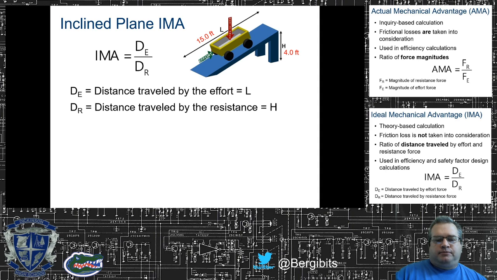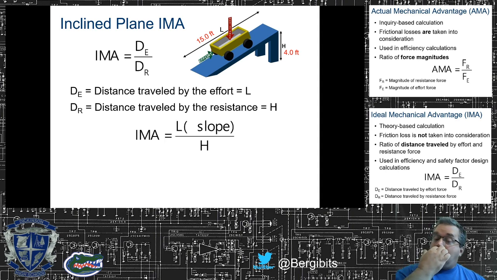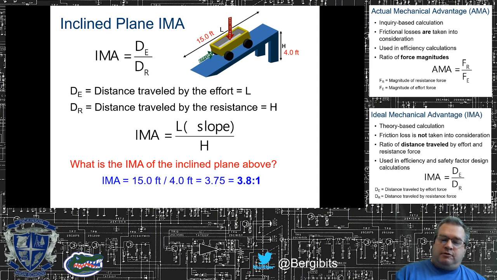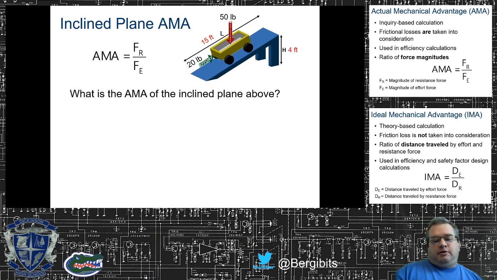And so IMA equals L, which is the slope, and that's going to be 15 feet. H is the resistance, and that's going to be 4. So it's going to be 15 divided by 4, which is 3.8 to 1.